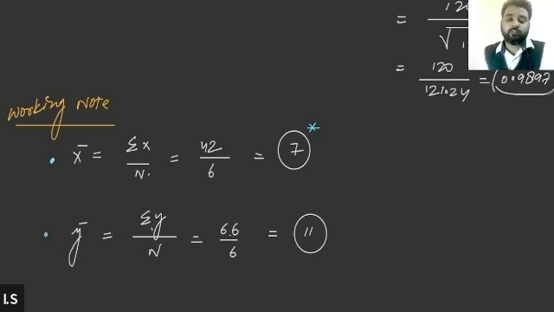Then after doing the summation of Y, we will divide it by the number of items in the Y series. So we will get 66 by 6. So the mean in this case will be 11. Right? Now, since we have got the mean of the X series and the Y series, we will be able to find out the deviation of X and the deviation of Y.